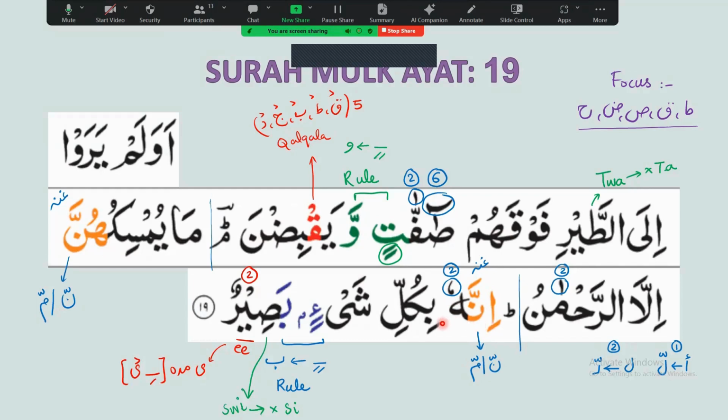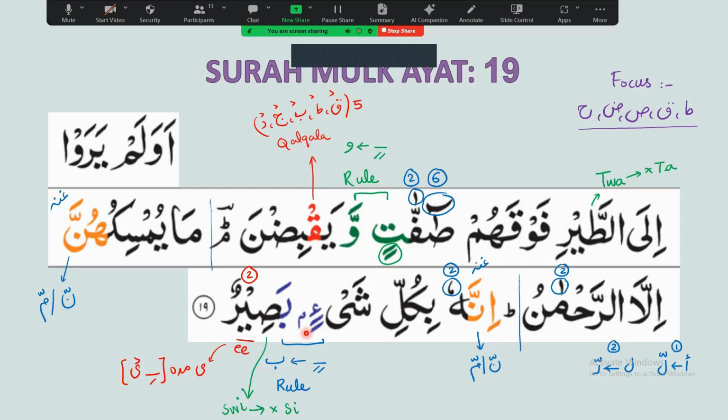إنه بكل شيء بصير. بكل, simple word here, right? بكل شيء. Sheen letter here for this. The air spreads in our mouth and our teeth come closer to say شيء.